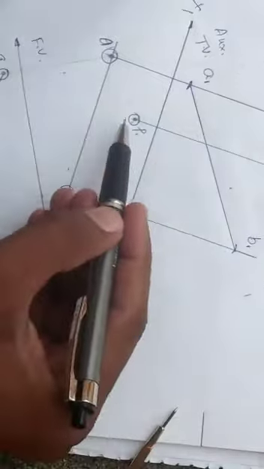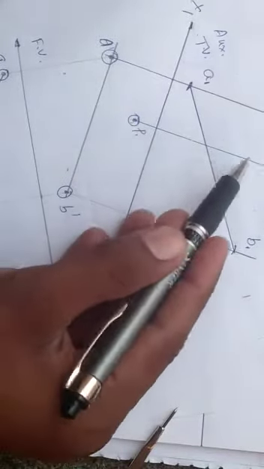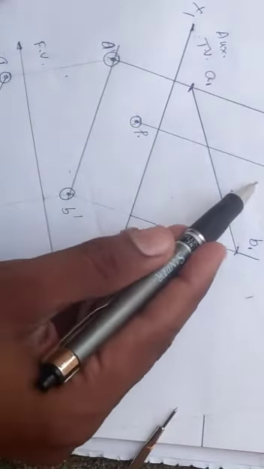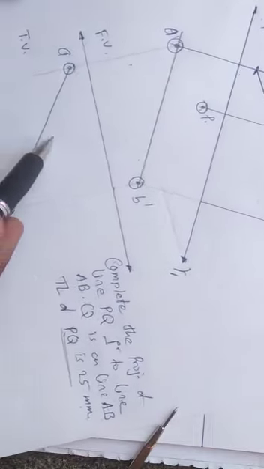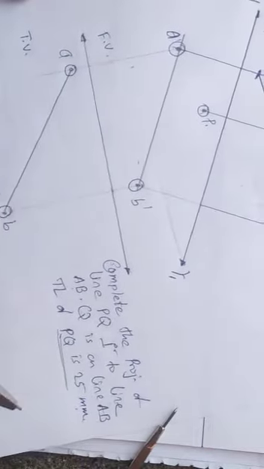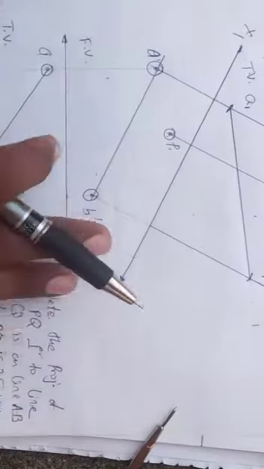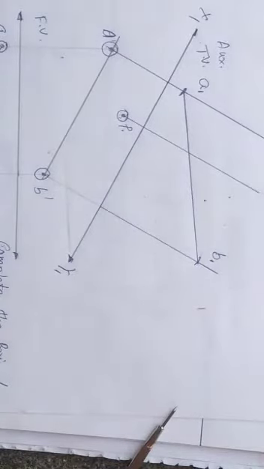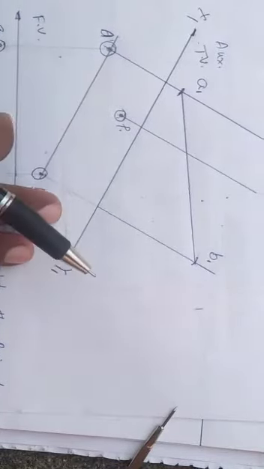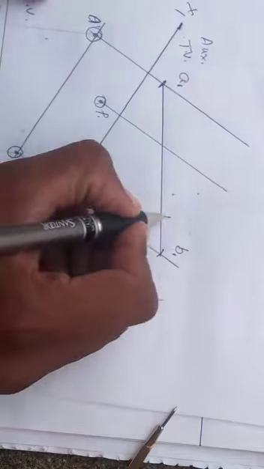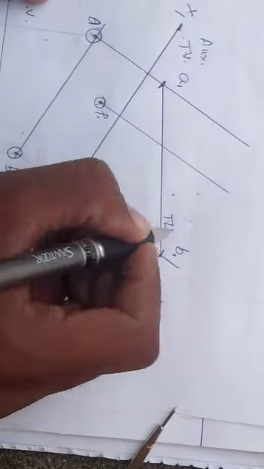Here we have the projector of P, but we cannot locate point P in the auxiliary top view because we don't have point P in top view. So now the next step is constructing x2 y2. How to construct x2 y2? X2 y2 must be perpendicular to the true length line.